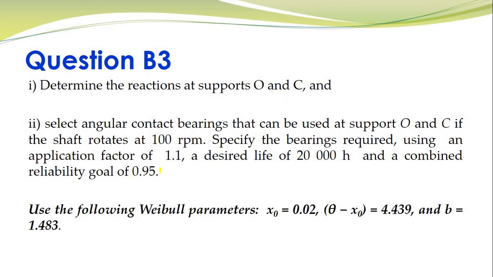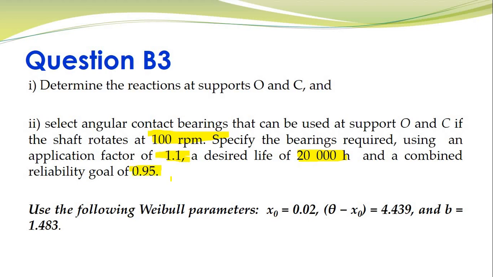In order to size the bearing, we are to take into account some fundamental quantities. For example, the shaft is going to rotate at 100 revolutions per minute. It is to be operated for 20,000 hours. The application factor is given as 1.1 and the combined reliability is given as 0.95.